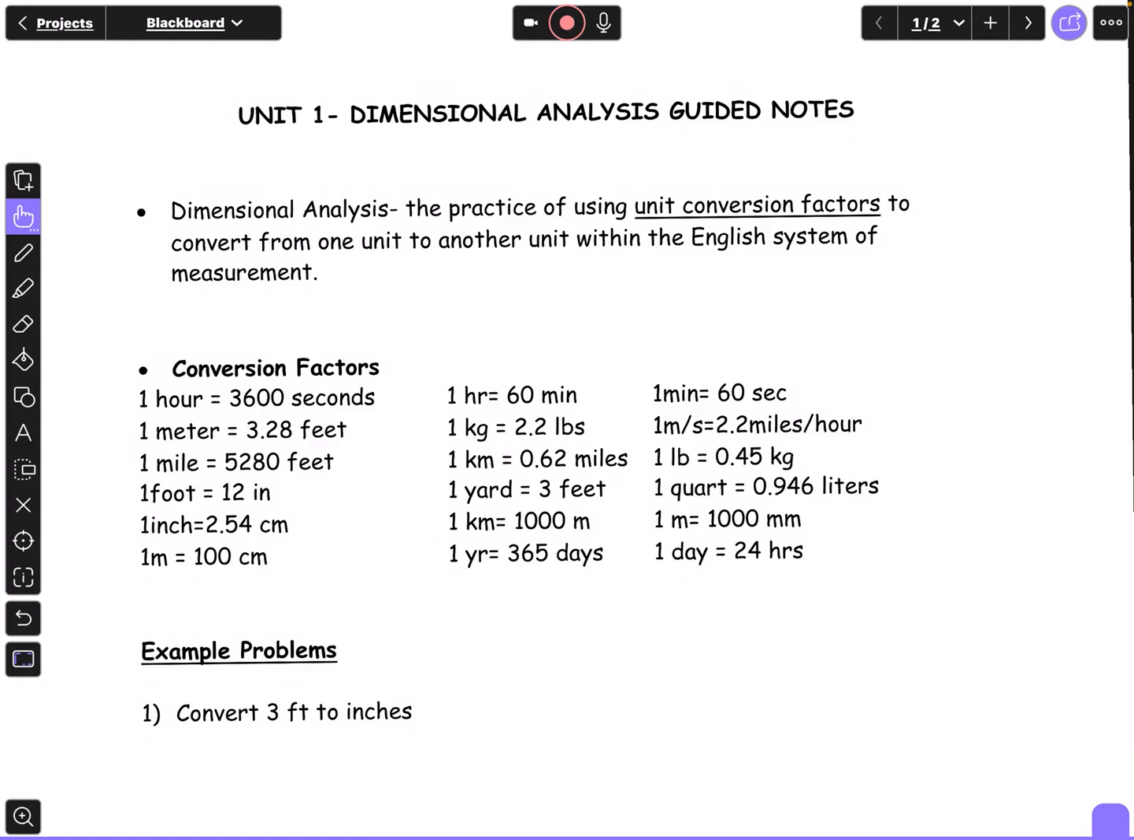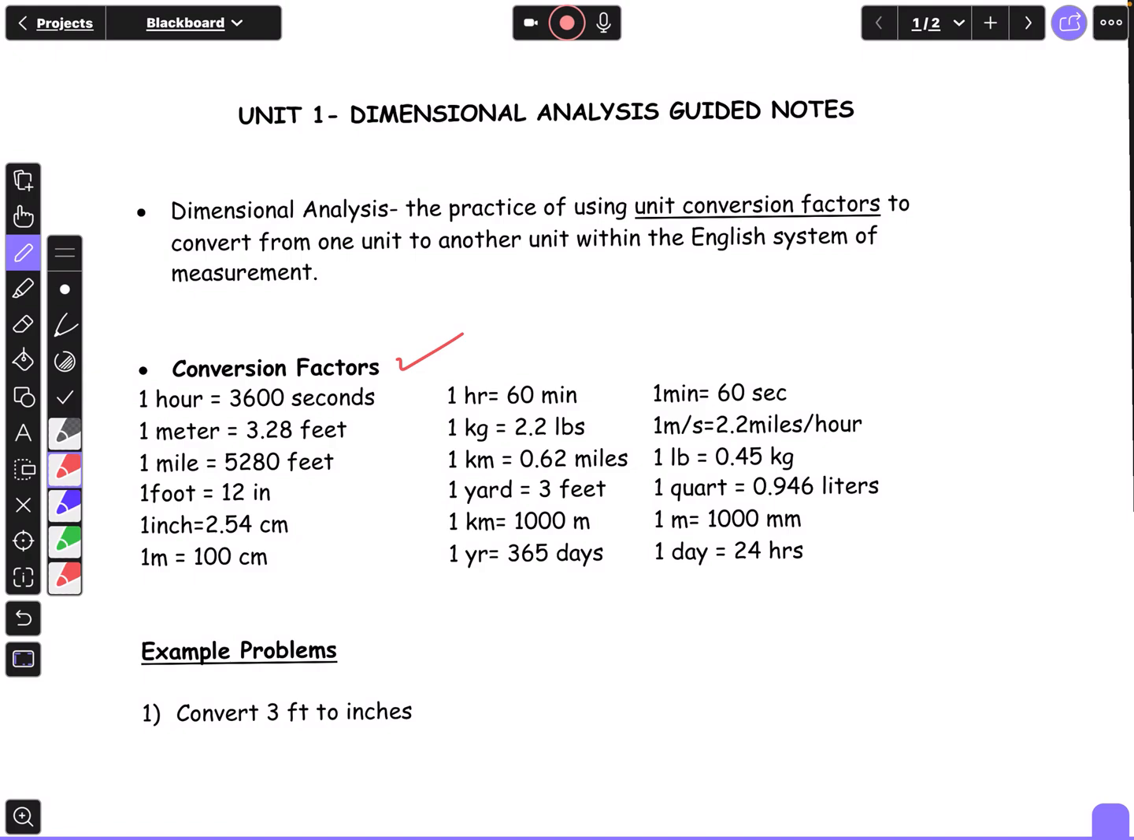However, in the English system of measurement, it's not quite that simple. It's not based on powers of 10. It has some weird conversions that we have to either memorize or use some chart to be able to convert. So dimensional analysis is the practice of using unit conversion factors to convert from one unit to another unit within the English system of measurement. In the English system, you think about, instead of meters and kilometers, we have inches and miles and feet. And we have to know certain conversion factors to be able to do these problems.